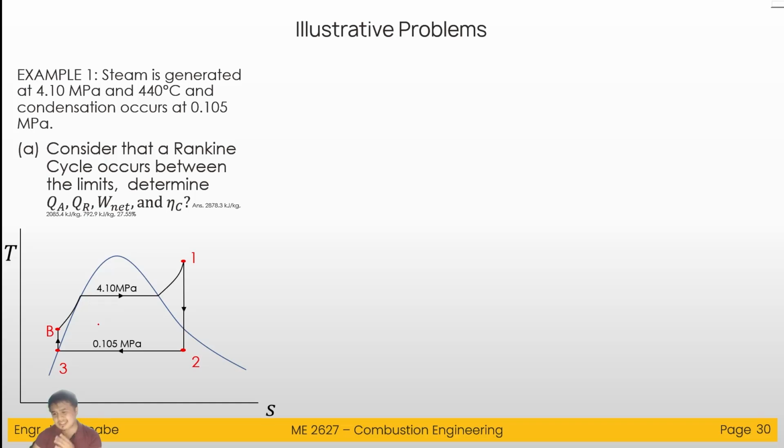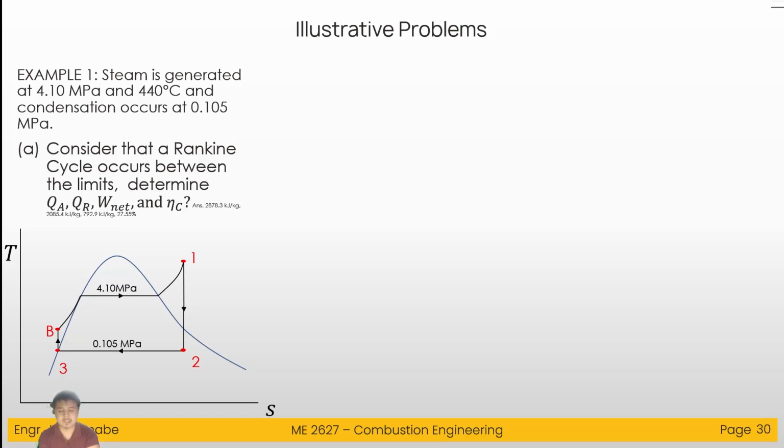Now, to make things a little bit quicker, I have already done the solution of this, because it really takes a long time to find the state table properties and then the enthalpy. So I just solved this, and I'll explain how I found the properties and where you should start. It really depends on the problem. Here, we want to find the heat addition QA, the heat rejection, the net work W net, and the cycle efficiency.